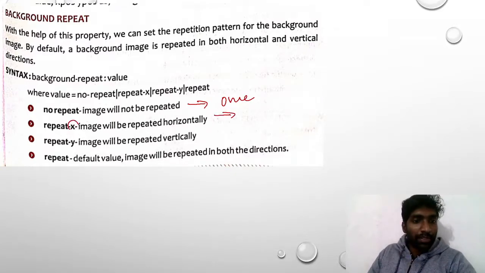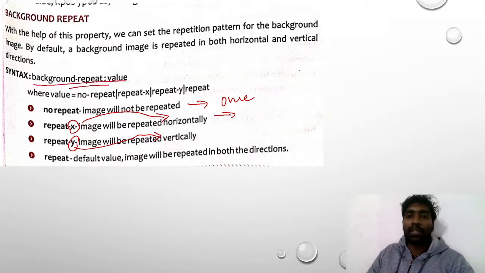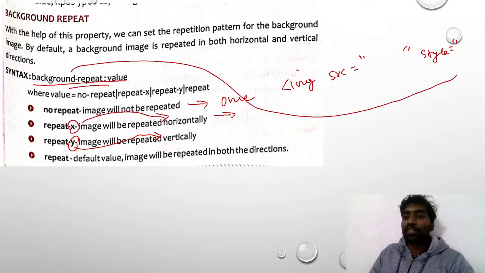See here, X represents what? Horizontally it repeats again and again, many images will come. If I mention Y, vertically it will repeat again and again. So this is also CSS, here you can see the syntax. Just simple. You may mention image, src equal to the location, after that style, it is inline. Now you may mention this value in this place. So just go through these things.